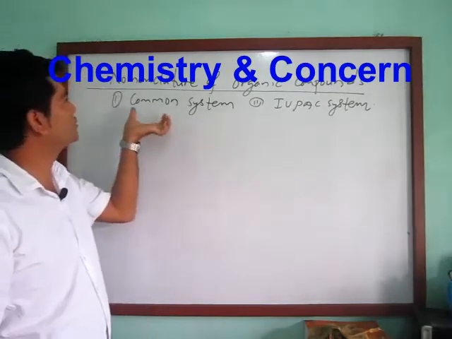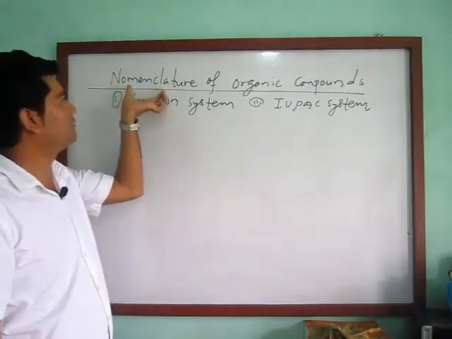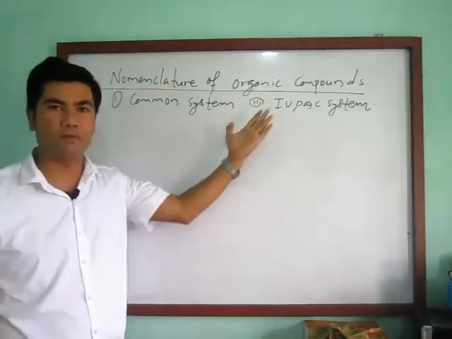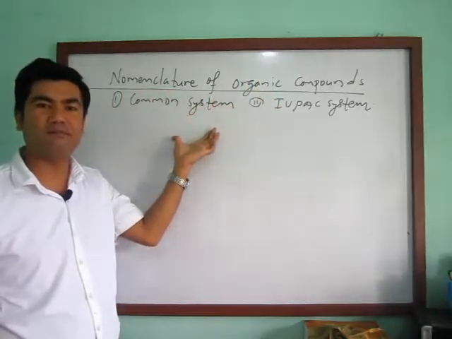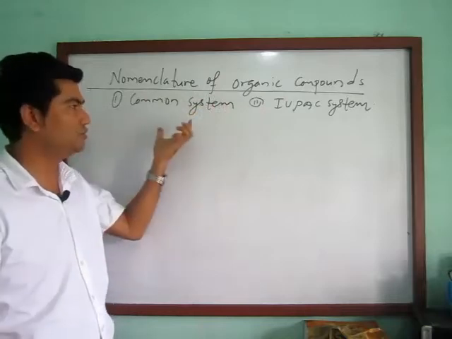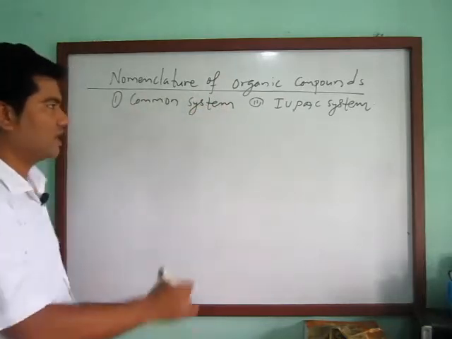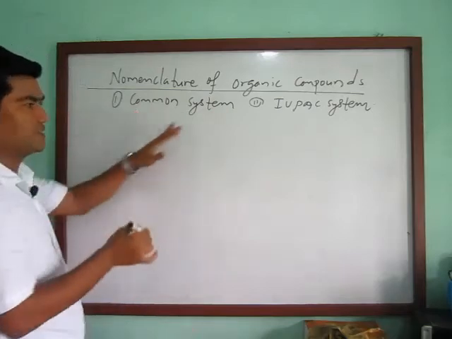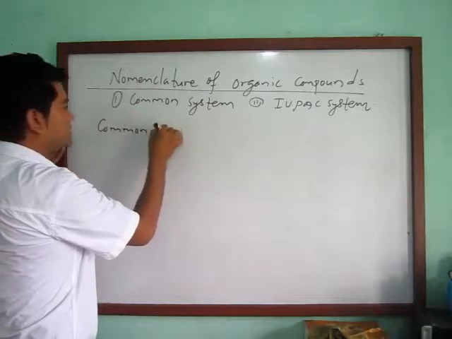Today I am going to discuss the naming system of organic compounds, under the heading of nomenclature of organic compounds. The nomenclature of organic compounds can be divided into two parts, that is the common system and the IUPAC system. So, the common system.